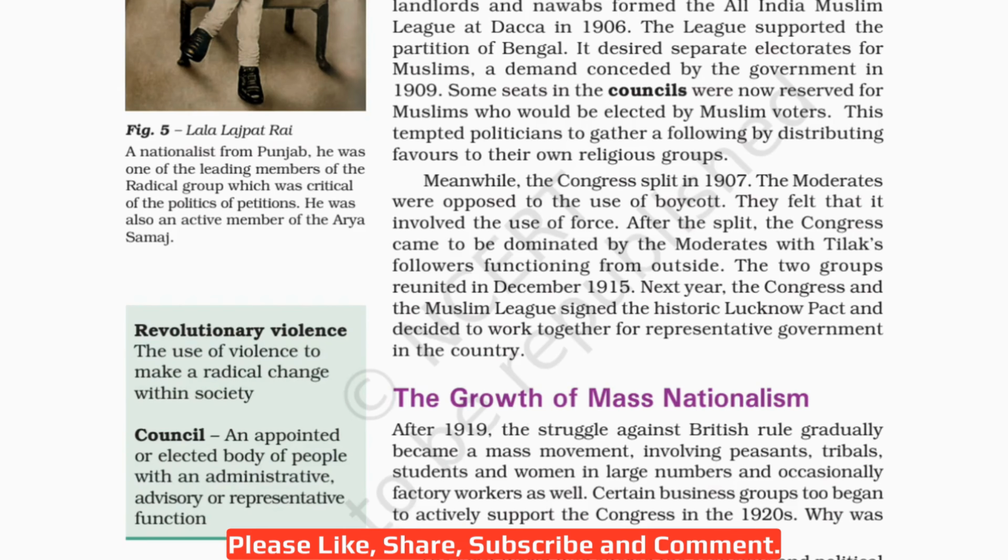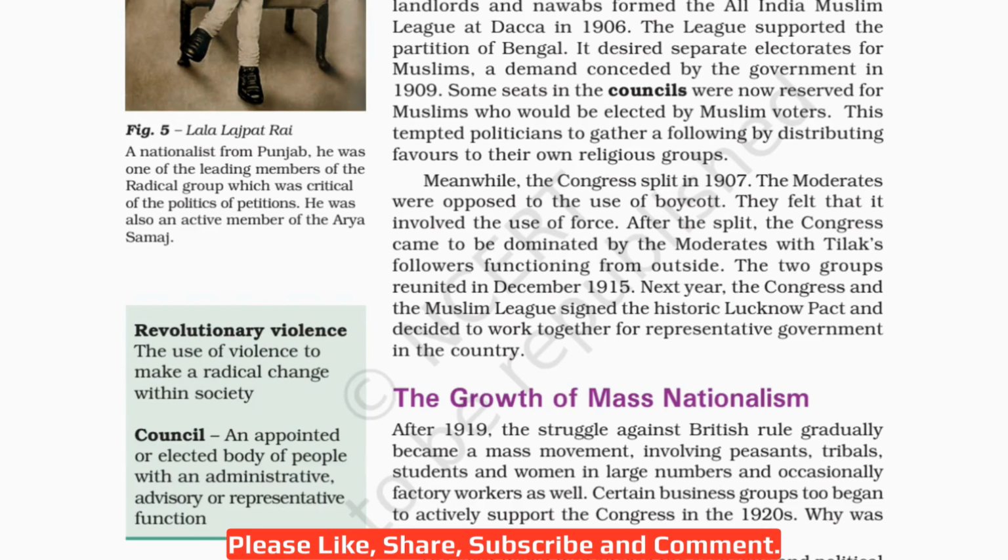Next year, the Congress and the Muslim League signed the historic Lucknow Pact and decided to work together for representative government in the country. Then in 1916, the Congress and the Muslim League decided to work together for self-rule and common political demands. Due to this, they signed a pact at Lucknow in 1916, right? Known as the Lucknow Pact.